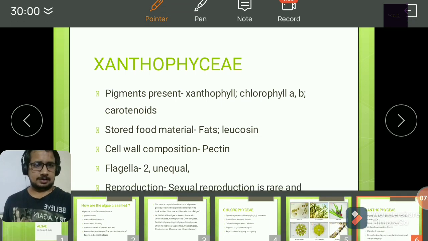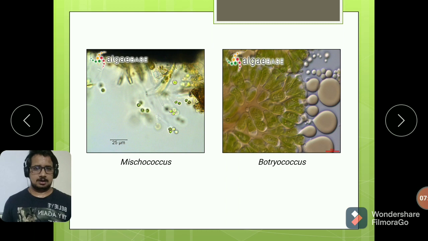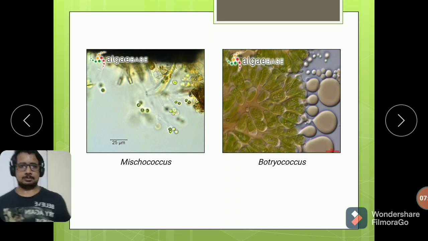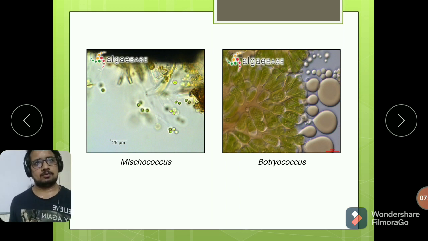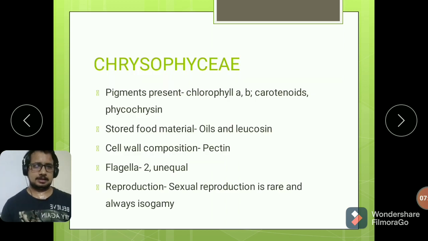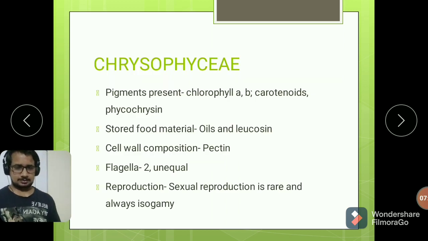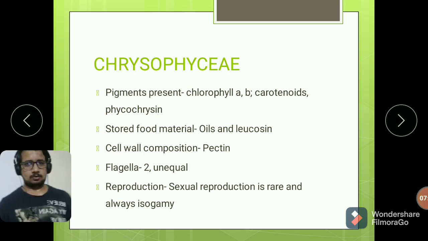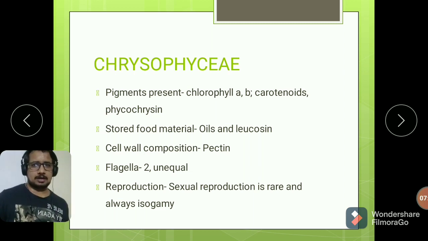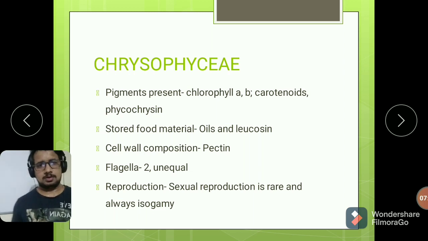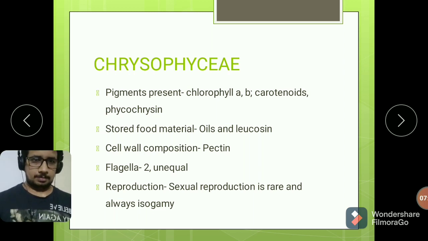Now there are different examples such as Micrococcus and Botryococcus. In recent times the Botryococcus have been classified under Chlorophyta, that is Chlorophyceae, but previously it was involved in Xanthophyceae. The next is Chrysophyceae, the third class. The pigments present are chlorophyll A, B, carotenoids, and phycochrysin. You should know phycochrysin, as it is a unique pigment present only in Chrysophycean members.